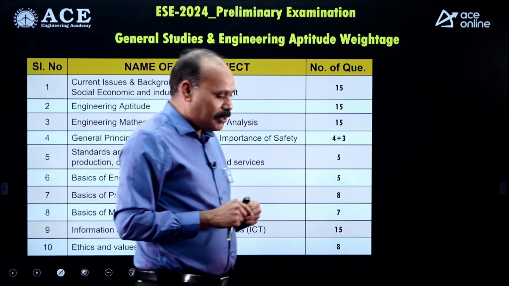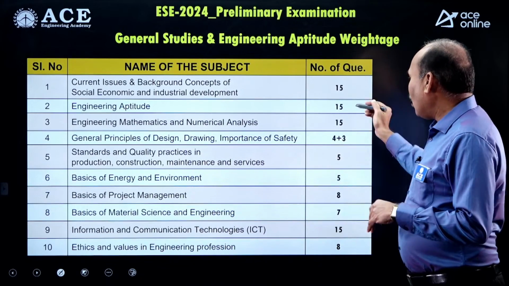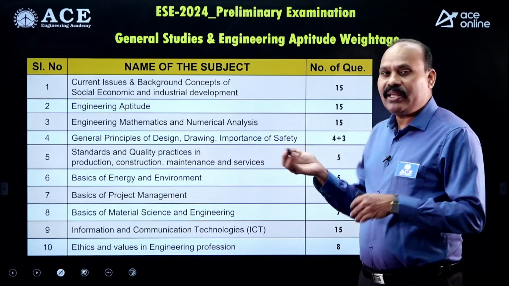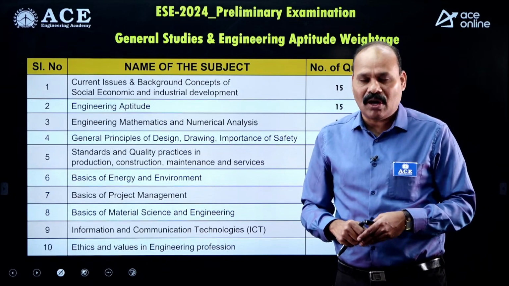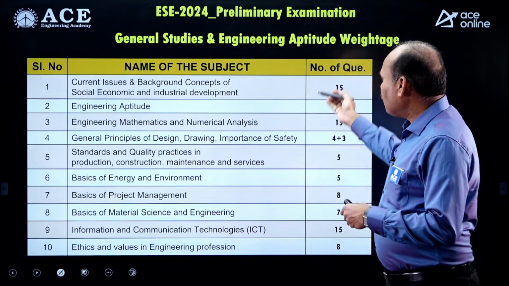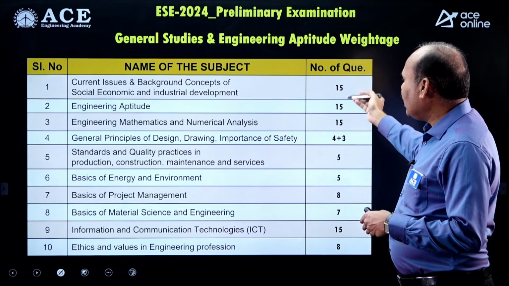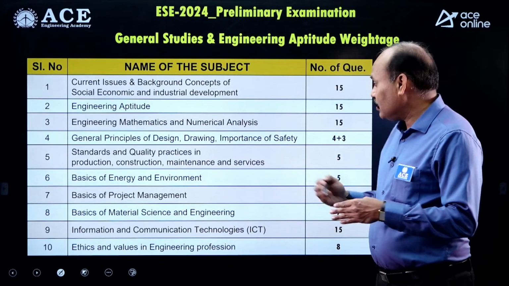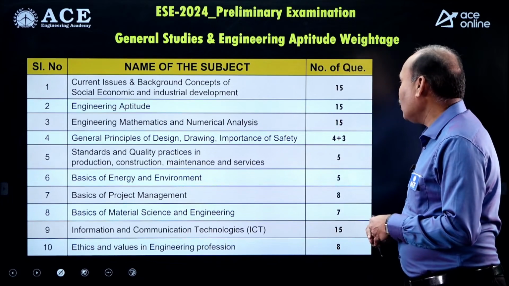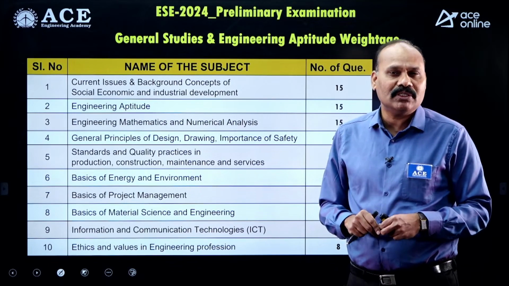Coming to engineering aptitude, the aptitude questions are a little bit lengthy but moderate. Out of 15 questions, many of your friends answered around 10 questions easily. So from current affairs and general aptitude, 20 questions easily you can manage. Engineering mathematics and numerical analysis, 15 questions. Out of 15 questions, 10 questions are easy, 5 questions are hard.